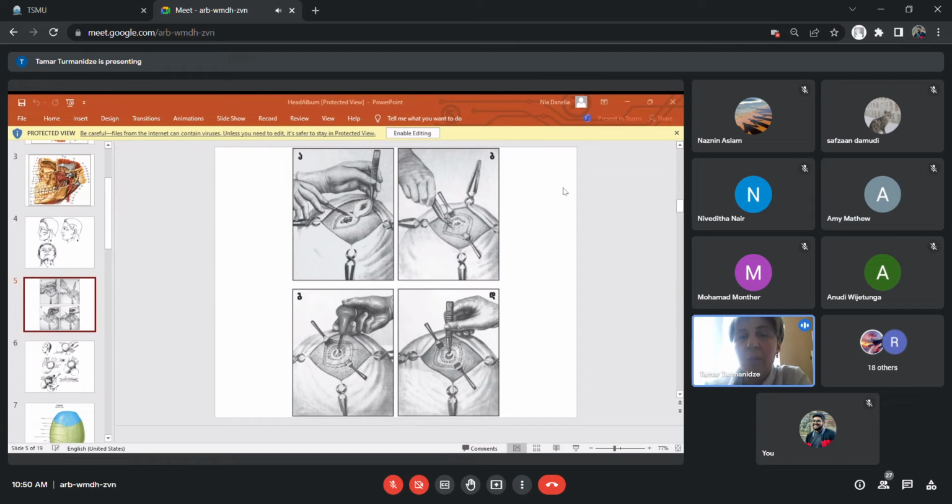What does penetrated wound mean? Penetrated wound means when there is trauma of the skull and the bones are damaged, fractured, and during the fracture of the bones the dura mater is also damaged.